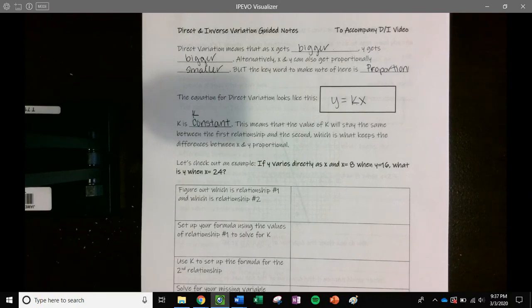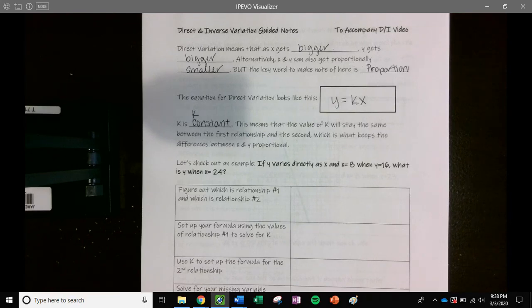But this means that the value of k will stay the same between the first relationship and the second relationship that you are discussing, which is what keeps the differences between the x's and the y's proportional. You're multiplying by the same number all the way down the table. So if I give you a table full of x's, you're going to multiply every x by the same number to get their corresponding y's. And so the difference between those two values will always be of a certain proportion because you're multiplying by the same number. It's not just like willy-nilly input and output.